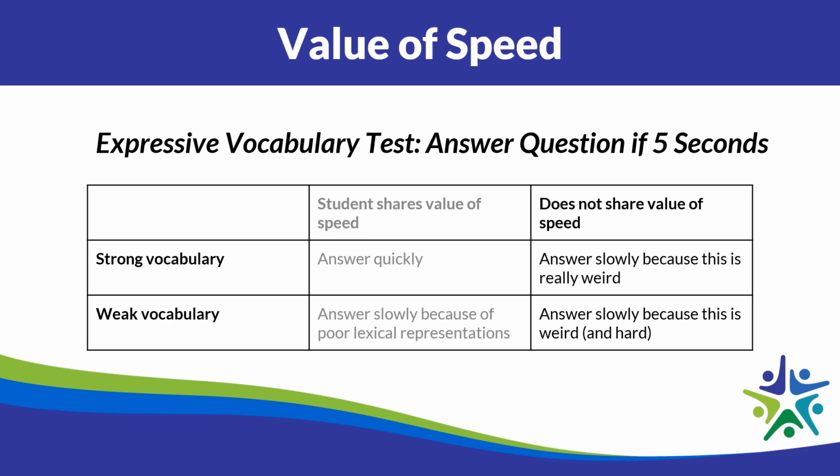And students with weak vocabulary will answer slowly because it's weird and also because it's a hard task for them because of their lower vocabulary skills. The problem is we don't necessarily see the difference between kids who have truly stronger and weaker skills.